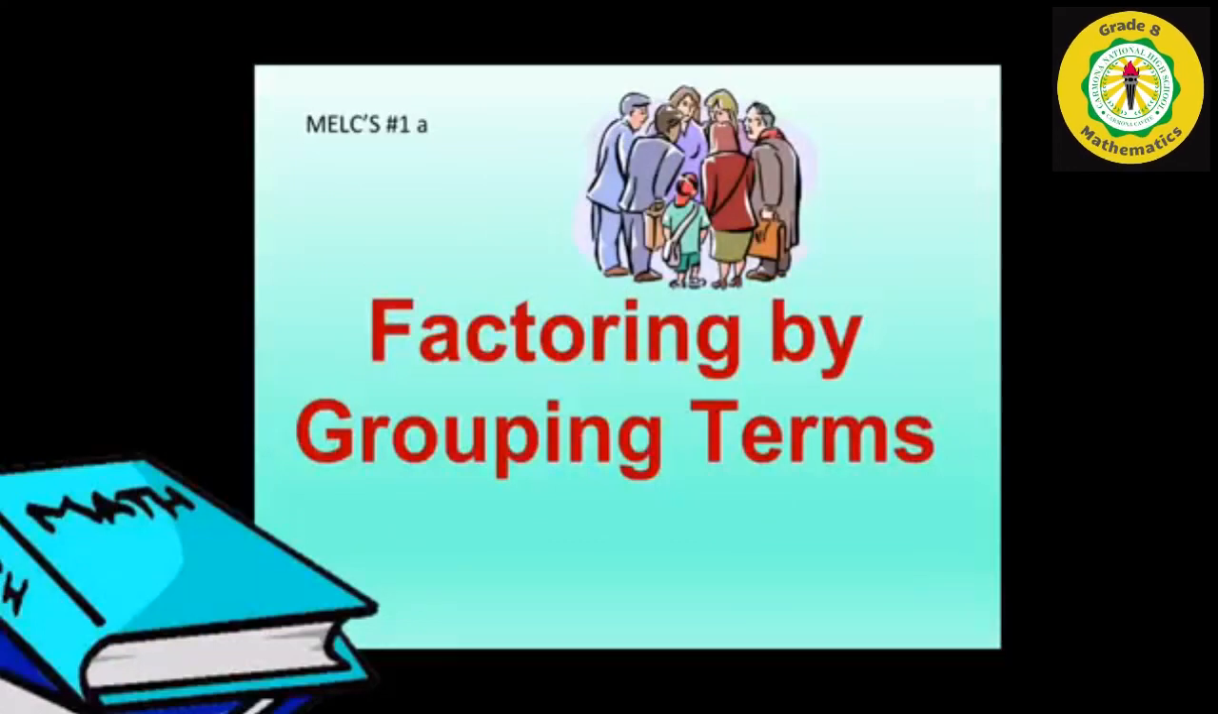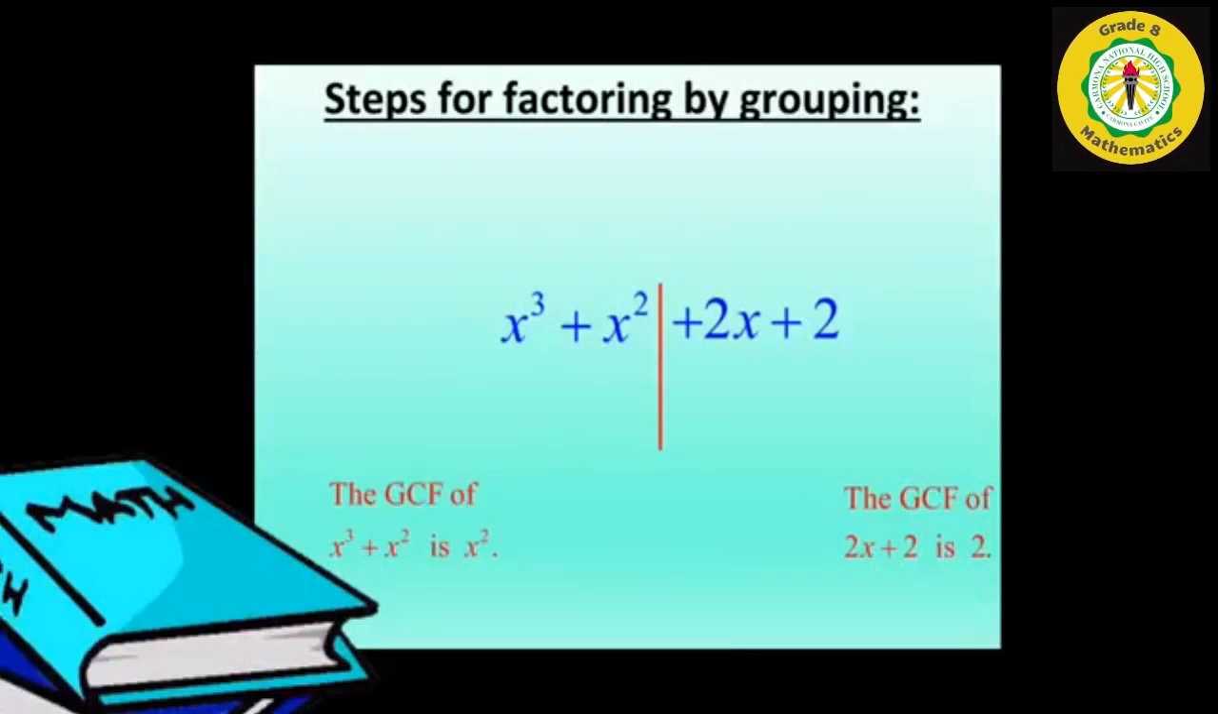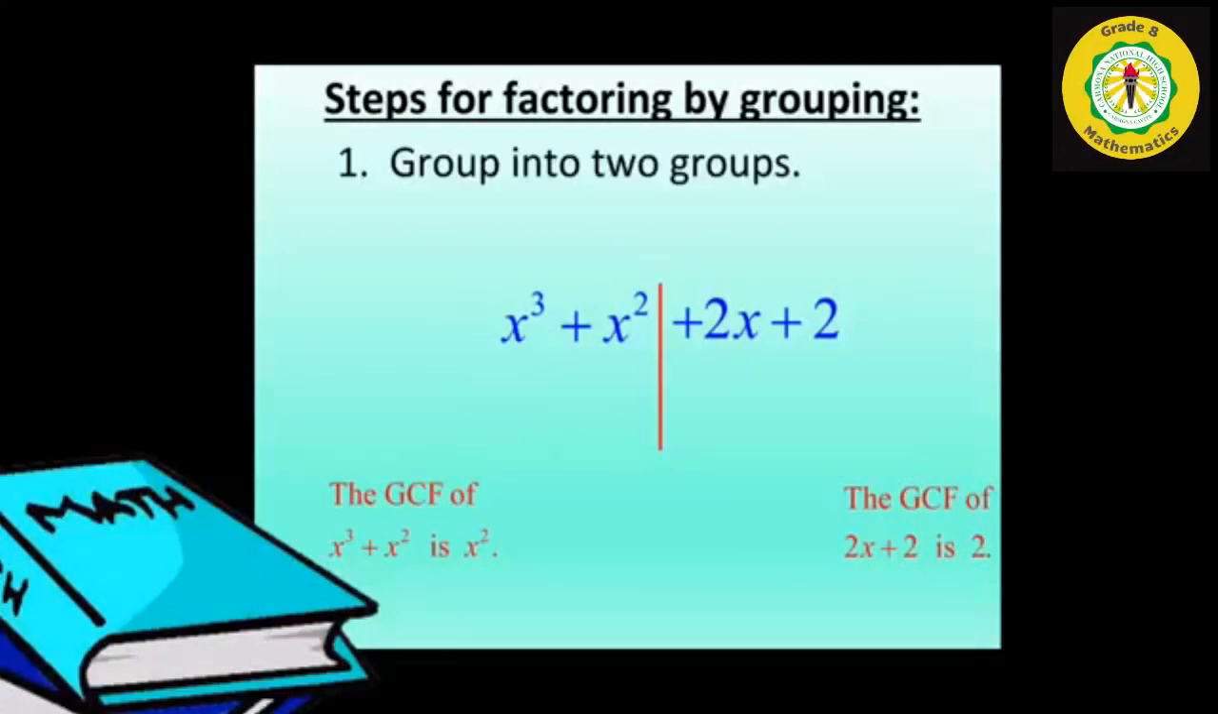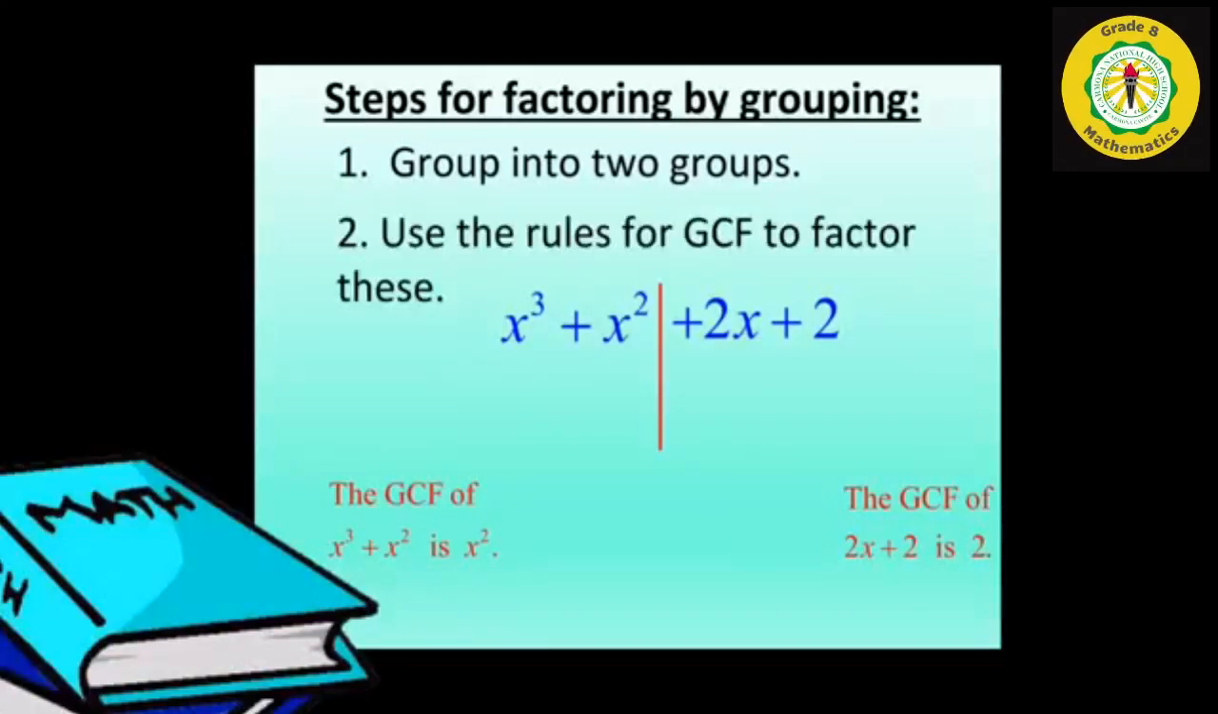Now let's discuss factoring by grouping terms, and we also need to follow steps here for factoring by grouping. First, we need to group the terms into two groups. Let's group the first two terms together and the last two terms together. Our second step is to use the rules for GCF to factor this. The GCF of x cubed plus x squared is x squared, while the GCF of 2x plus 2 is 2.